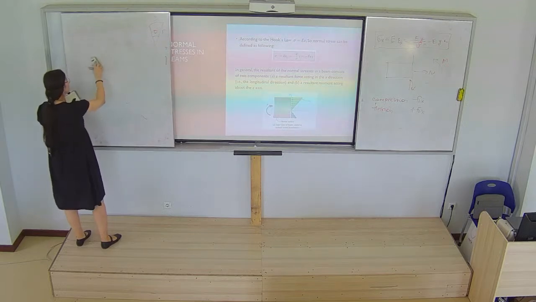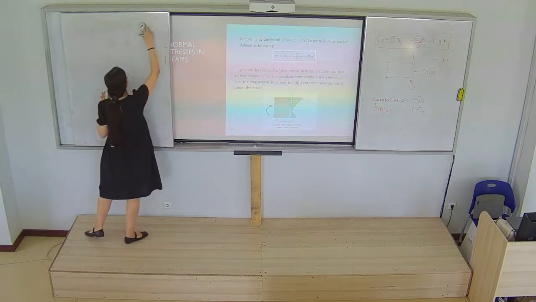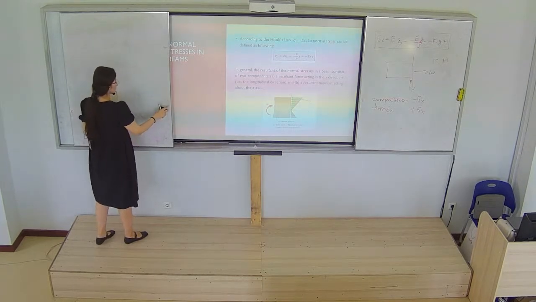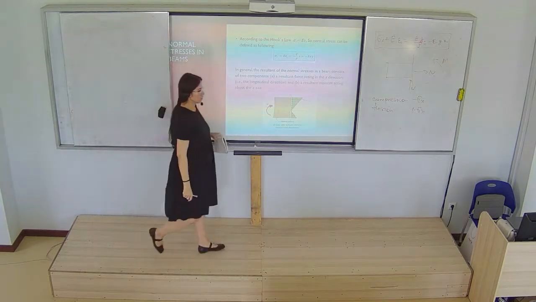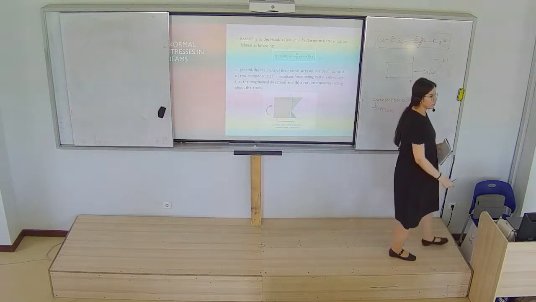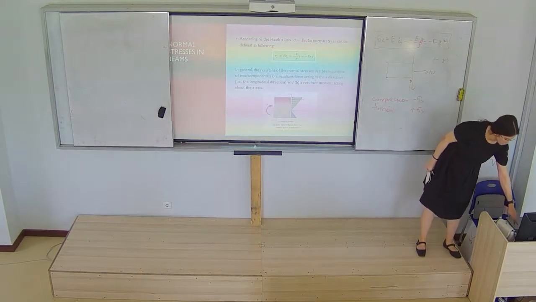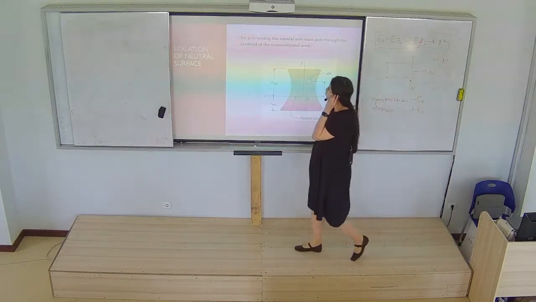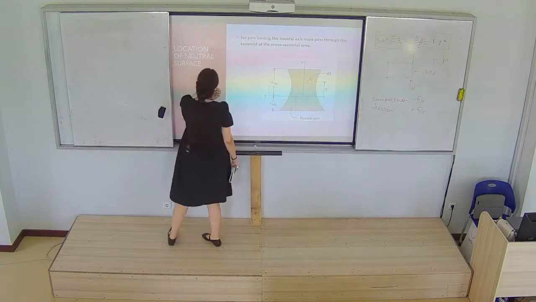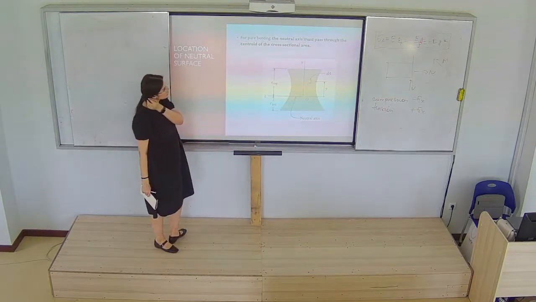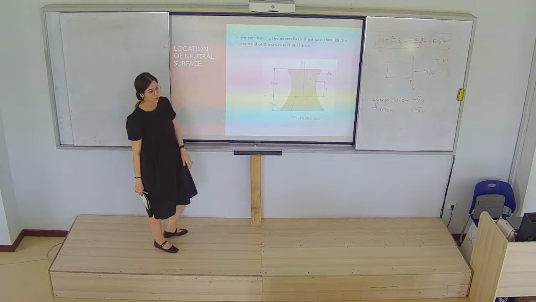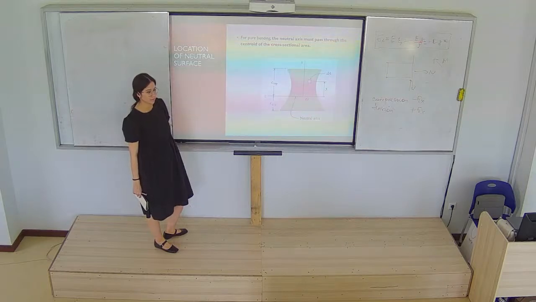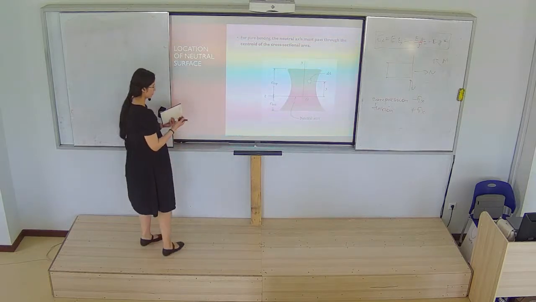Our topic is not finished yet. I will explain. I will prove. So, the pure bending, neutral axis must pass through the centroid of the cross-sectional area. I will prove this definition. Why it will pass from the center of mass. Okay? I will prove it.